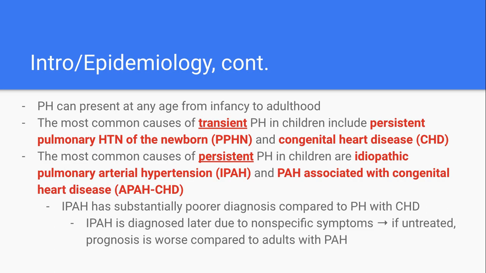For persistent pulmonary hypertension, the most common causes are idiopathic pulmonary arterial hypertension and pulmonary arterial hypertension that's associated with congenital heart disease. The idiopathic form generally has a poor prognosis compared to the one with congenital heart disease, and that's usually because it's diagnosed later because there are very nonspecific symptoms. If it is left untreated, their prognosis is actually worse than even adults with PH.